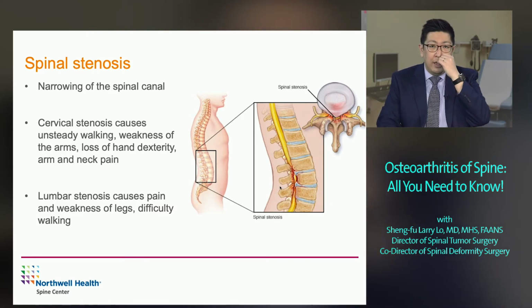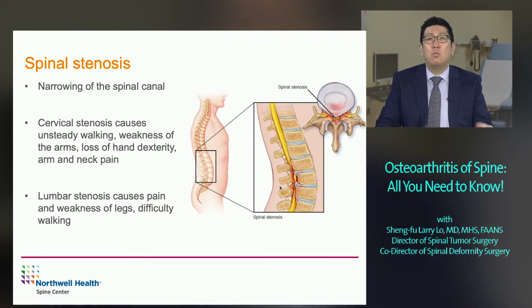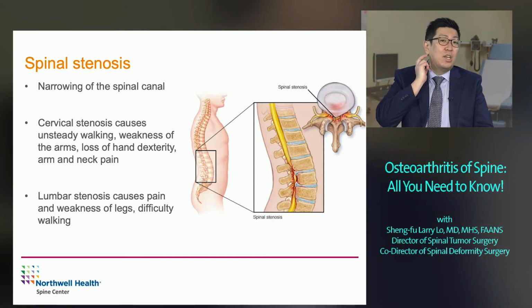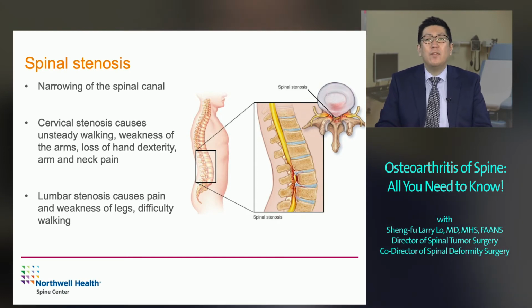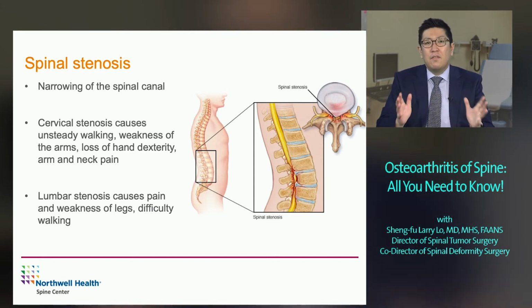And generally speaking, the symptoms from spinal stenosis are much more severe. So in the neck or cervical spine, when you have cervical stenosis, it can cause difficulty walking, weakness of the arms, difficulty with buttoning shirts or loss of hand dexterity, as well as significant arm and neck pain. In the lower back, we call that lumbar stenosis. It can cause similar symptoms in terms of difficulty walking, pain and weakness of the legs. Sometimes it can even cause problems with urination or bowel movements. So again, think of spinal stenosis as a more advanced form of spinal osteoarthritis.